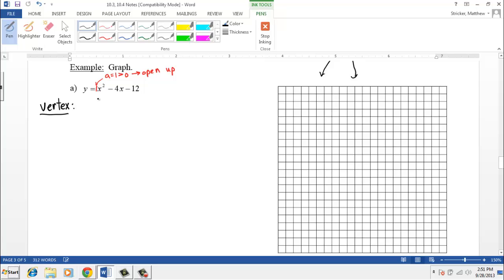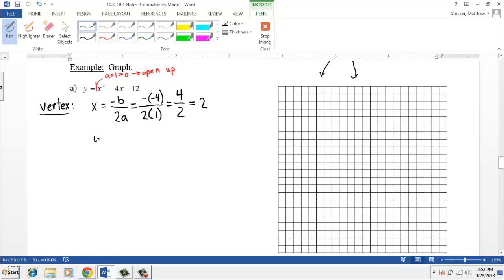The vertex, remember there's an x-coordinate and a y-coordinate for any point, and the x-coordinate of the vertex is found by finding the quantity negative b divided by 2a, which in this case is going to be a negative negative 4, or a positive 4, all over 2 times 1, which is 4 over 2, which is 2. So that's the x-coordinate of the vertex.